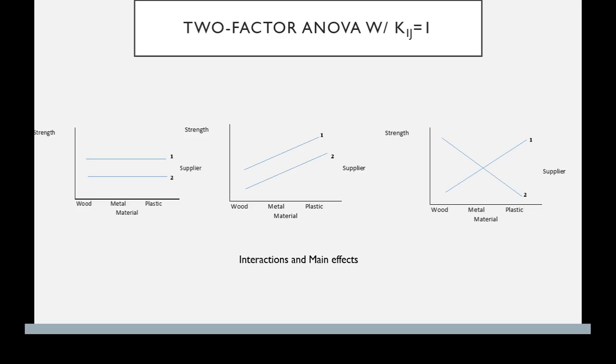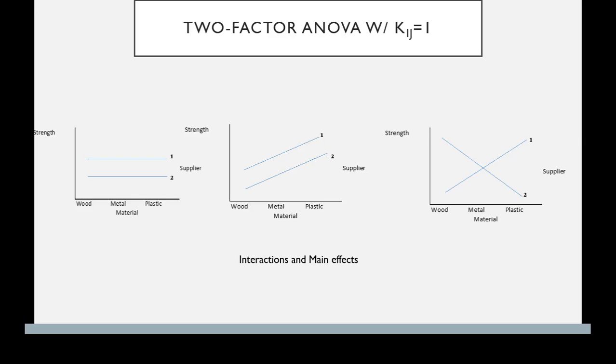You can determine there is no interaction because the two lines do not intersect. Factor B has a main effect, though, because the average of supplier 1 is higher than supplier 2. Factor A in this example is not significant because the average of the different types of materials is equal across the graph. The second picture shows no interaction between the two factors, but both factors have main effects.